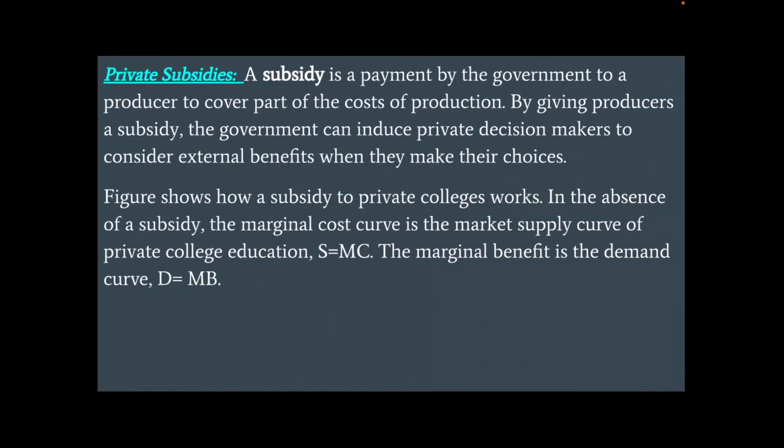Private subsidies. A subsidy is a payment by the government to a producer to cover part of the cost of production. By giving producers a subsidy, the government can induce private decision makers to consider external benefits when they make their choices. The figure shows how a subsidy to private colleges works. In the absence of a subsidy, the marginal cost curve is the market supply curve of private college education. S is equal to MC. The marginal benefit is the demand curve. D is equal to MB.